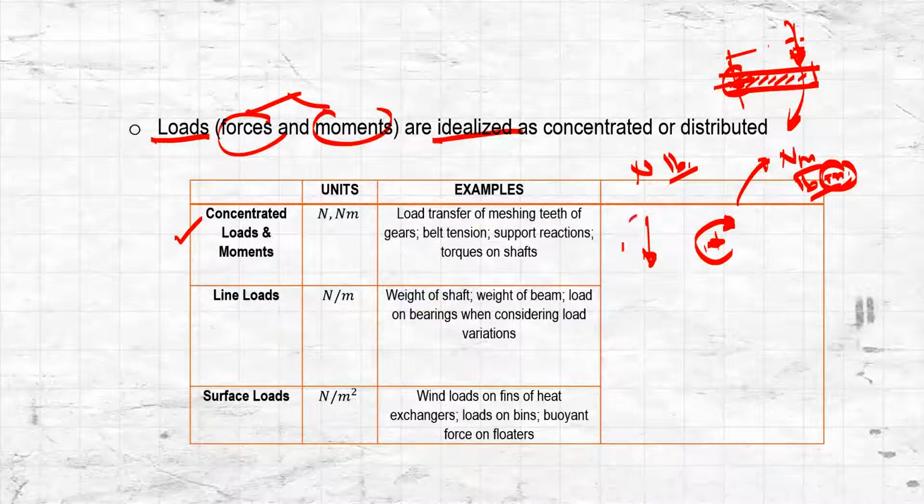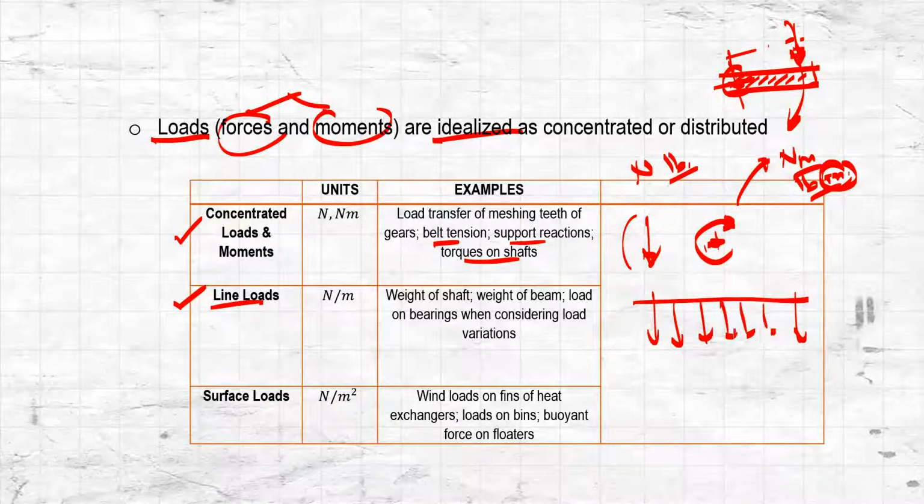Examples of concentrated loads are the meshing of teeth of gears, or the belt tensions in pulley drives, or even in chain drives. So we can idealize them as concentrated loads, and also support reactions, torques on shafts, or things like that. And another idealization is the line loads. What this means is that it is a distributed load throughout a length. So the unit of a line load is Newton per meter. For the concentrated loads, for the force, it's just Newton.